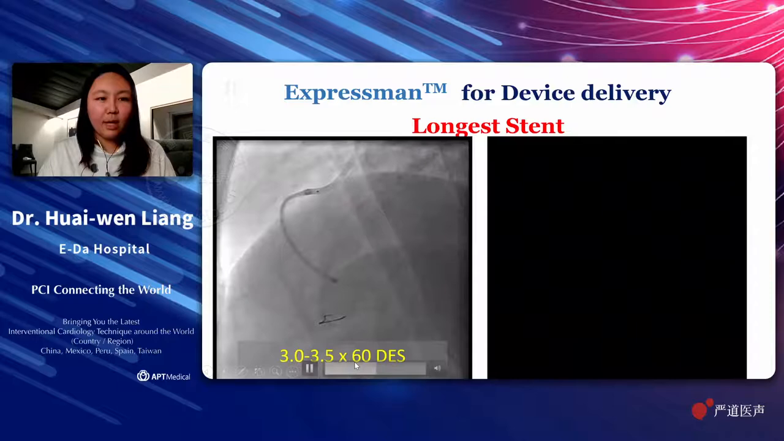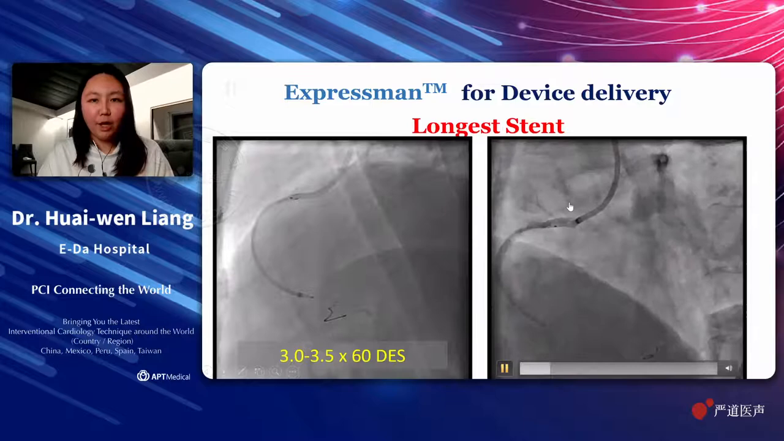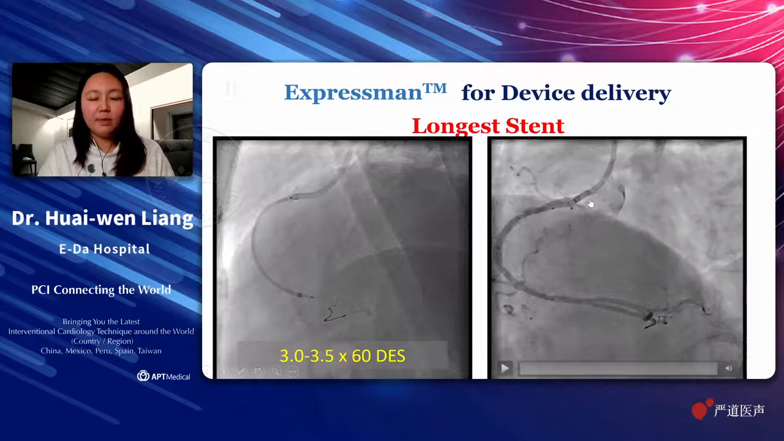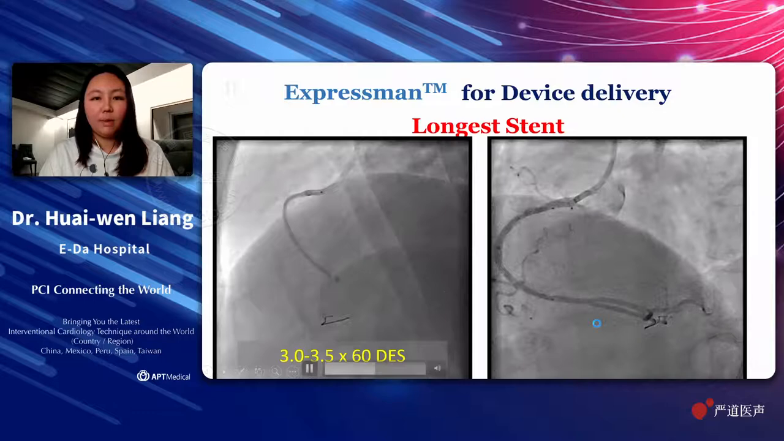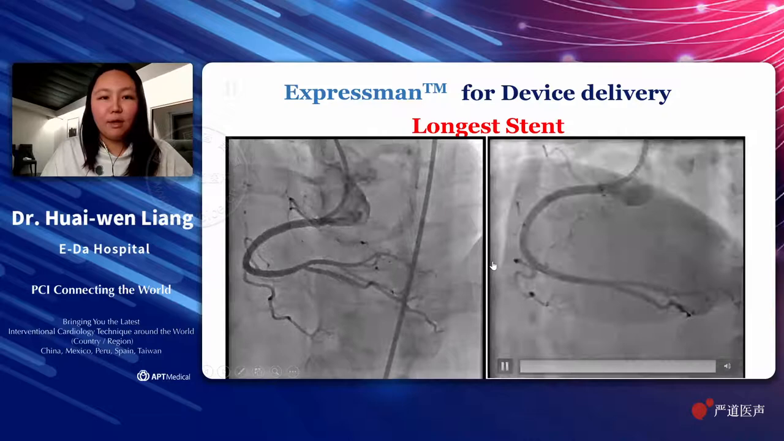And because the Expressman extension also has a side hole, the initial design would lead to decreased pressure damping. Because of the side hole, more contrast can come into the vessel, so when we confirm the stent position, it seems it will give better image quality. So you can see in this case, the 60 centimeter stent was delivered successfully with Expressman support.